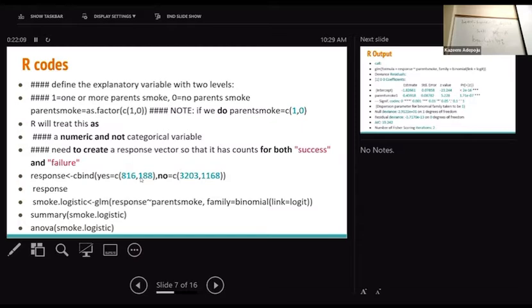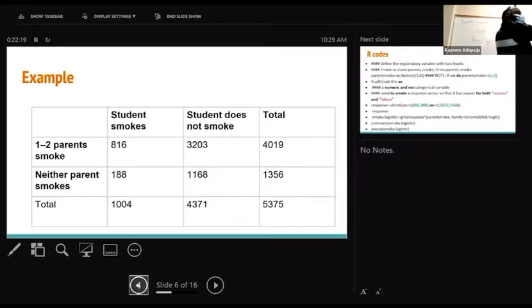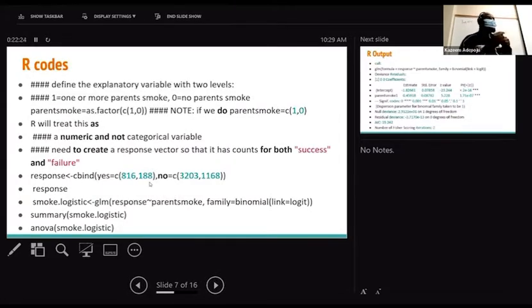Then this is the other column where students don't smoke: 32, 031, 168. You're going to see that this is where students don't smoke. So that is what you're going to put in your response. Is there anyone who doesn't understand how the response is coded? Your response is the column, and it is whether students smoke or not. When students smoke, that is yes. When students don't smoke, that is no.